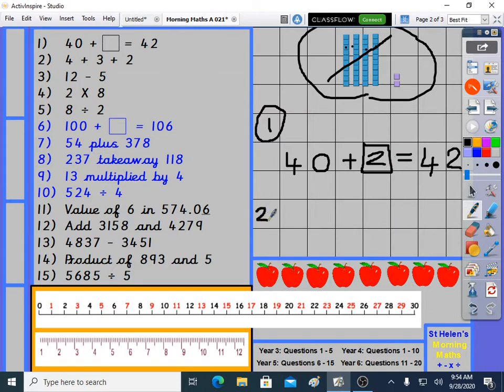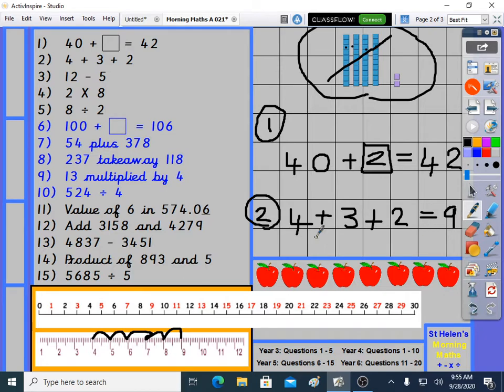Let's do question 2. 4 plus 3 plus 2. So we'll write the question. I can do this by counting along a number line. I'll start on 4, then I'll plus the 3. 1, 2, 3. Oops, I'm on 7. Then I've got to plus 2 more. 1, 2, and I get to 9. 4 plus 3 plus 2 equals 9.